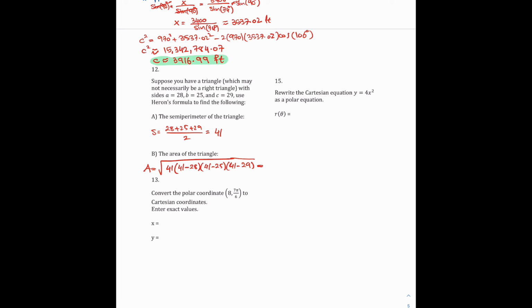So the area is approximately 319.9, and the measure here is square units. So that is the answer for question number 12.